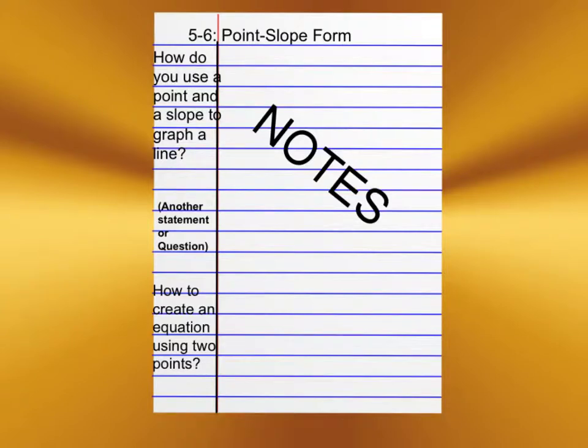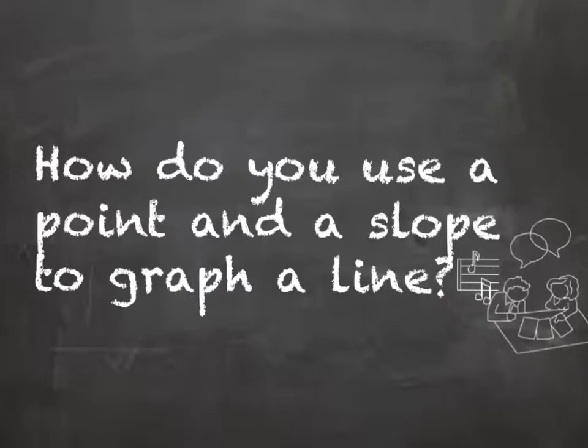This video is for 5-6 point slope form. You should have out a piece of paper in corner format, and on the left hand side you should have the question for this video: how do you use a point and a slope to graph a line? You should have a section over here for your notes, add another statement or question, and here's the second video: how do you create an equation from using 2 points?